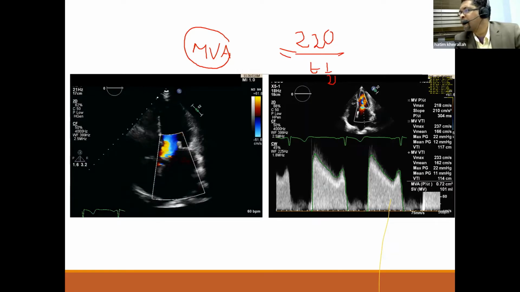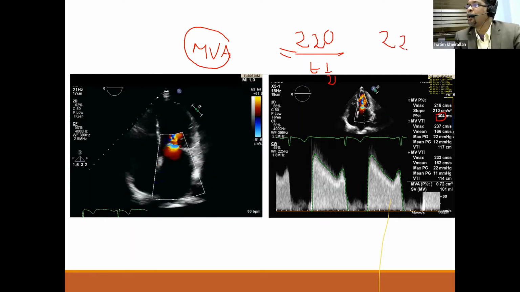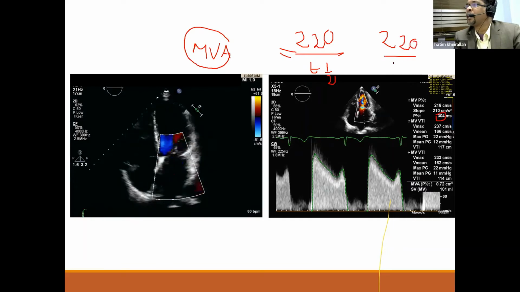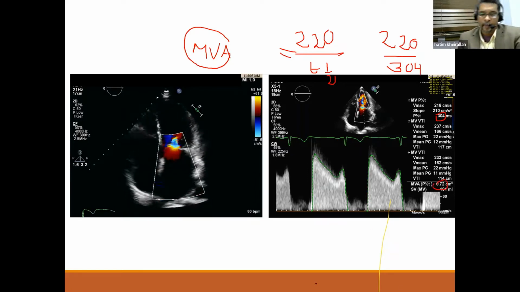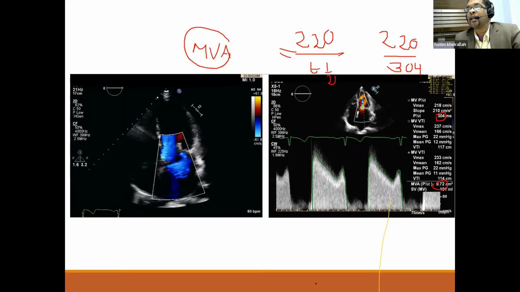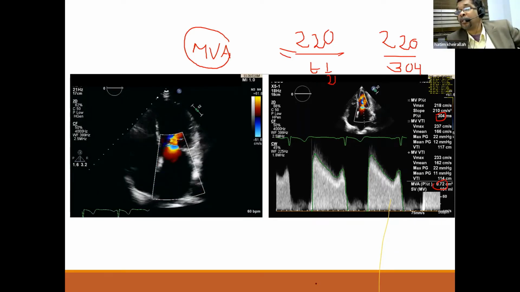So the pressure half time here, let's find out. It is 304. So it is 220 over 304, and the answer is 0.72 centimeters squared. This is the Hatle equation, the important equation.